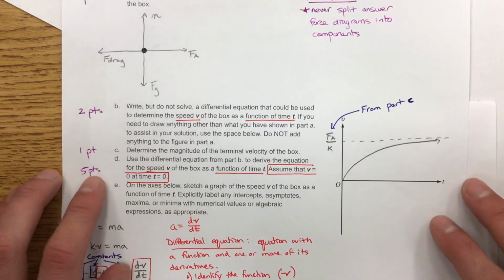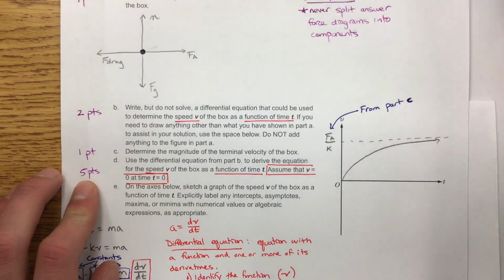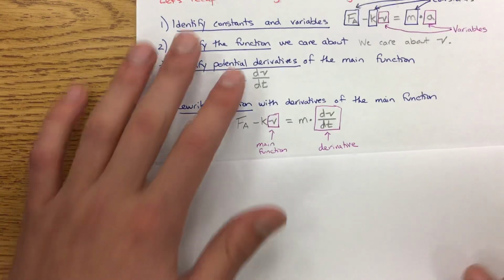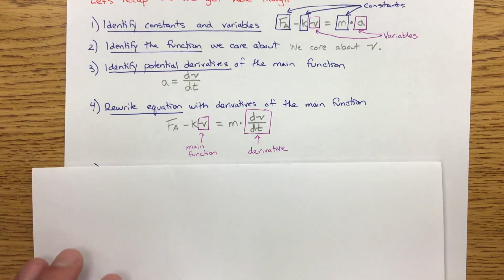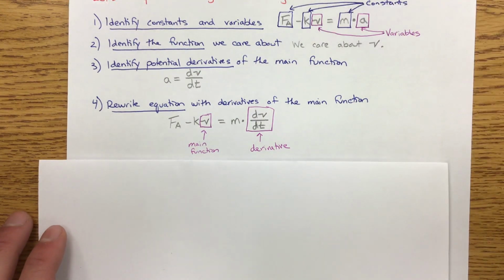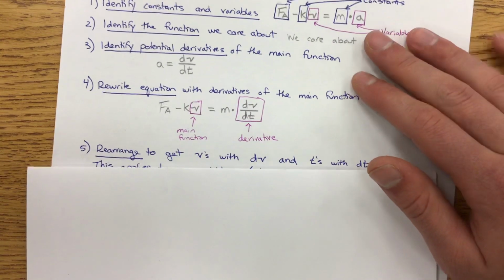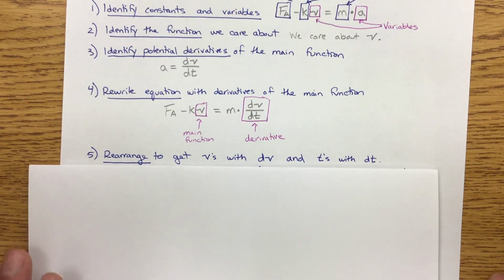Part D. Use the differential equation from part B to derive the equation for the speed of the box as a function of time. Okay, let's go back to our list here, and let's kind of pick up where we left off. So we left off after we had rewritten our differential equation to get our main function v and the derivative of function v within it. The first thing that we need to do in part D is we want to rearrange this equation to get all of our v's with dv and all of our t's with dt.